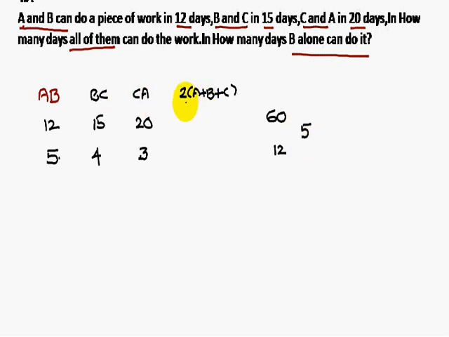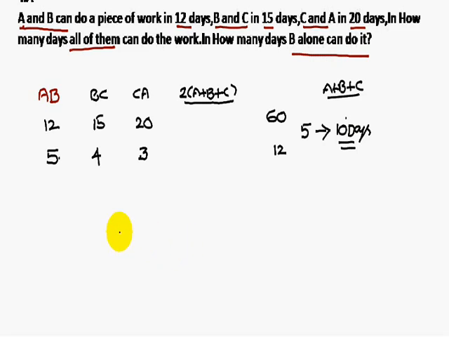But here it is 2 times of A plus B plus C, but we need only A plus B plus C. That means you multiply this one 2 times. Therefore 10 days is the answer. 5 you multiply with 2, 10 days you will get. Therefore A plus B plus C can do the work in 10 days.